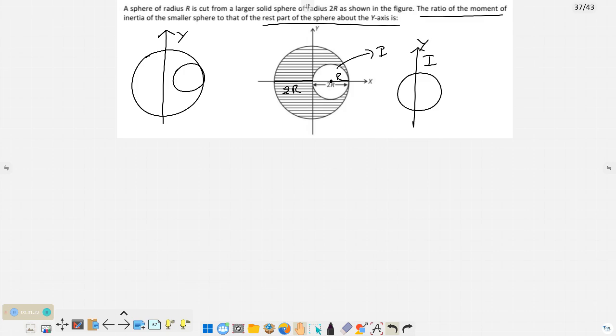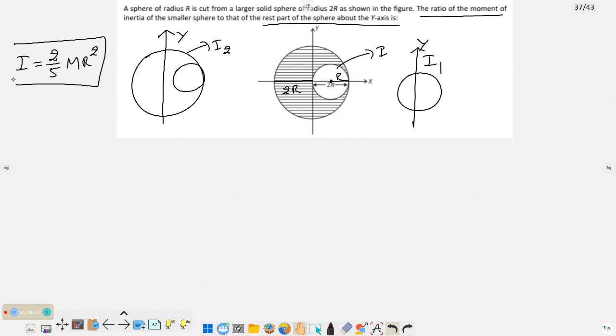So you take the smaller part as I1 and the remaining part, whose moment of inertia you take as I2. The sphere is a solid one, so mass is distributed volume-wise. To calculate the moment of inertia, you know the formula for a body rotating about its own axis is 2/5 mr squared.